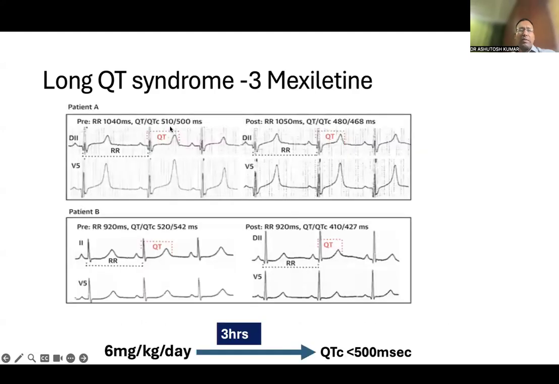In long QT3 syndrome patients, mexiletine is also one way to establish whether the patient has a reliable effect with mexiletine or not. If you are giving mexiletine 6 milligram per kg per day, and after 3 hours the QTc is falling below 500, we can vouch that mexiletine can be given in the long QT, provided the patient is not having cardiac arrest. Whenever cardiac arrest is happening, we have to go by AICD implantation. So it not only establishes, but it is therapeutic also.